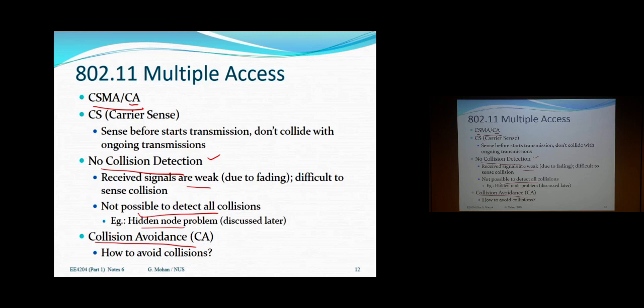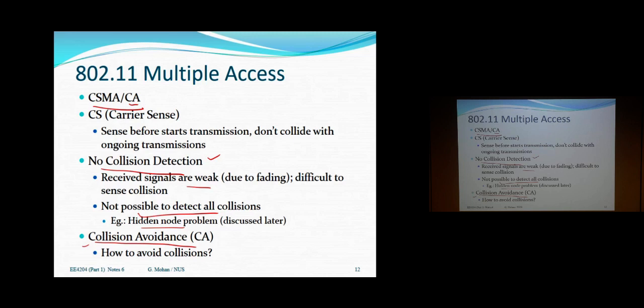which also makes us think twice about why it should have a collision detection mechanism. Instead, it has collision avoidance. It's a very interesting one. Later we see how it avoids collision. Somehow it can predict or sense that if it transmits now, it will lead to collision, so it tries to avoid collision by the protocol.